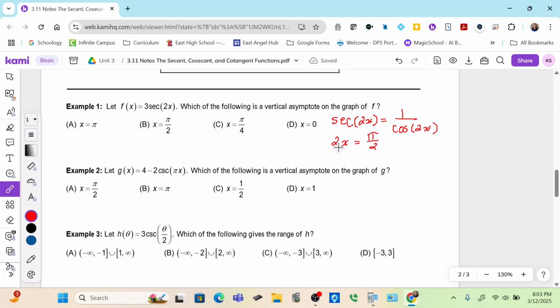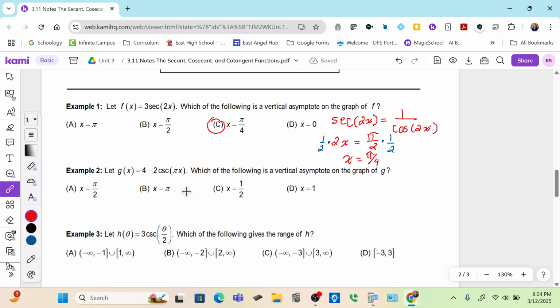So to solve this, I would multiply both sides by 1/2. I'm multiplying by the reciprocal of the 2. And we get that x equals pi over 4. If I look at my answer choices, I see that C is a possible choice.